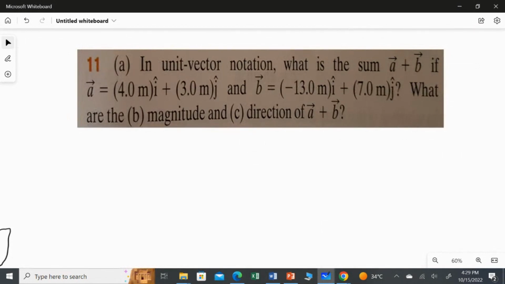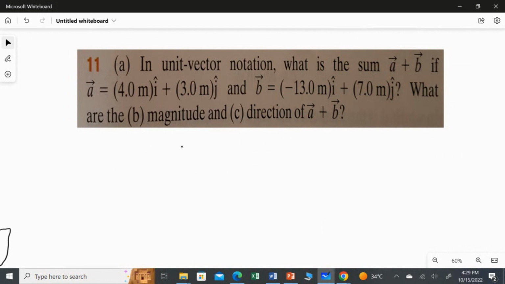Second question. In unit vector notation, what is the sum of A vector plus B vector, if A vector is 4 meter i cap plus 3 meter j cap and B vector is minus 13 meter i cap plus 7 meter j cap, and what is the magnitude and direction of A plus B? That means you have to find the magnitude of A plus B vector and then the direction based on A plus B vector. Clear? So we have two parts.